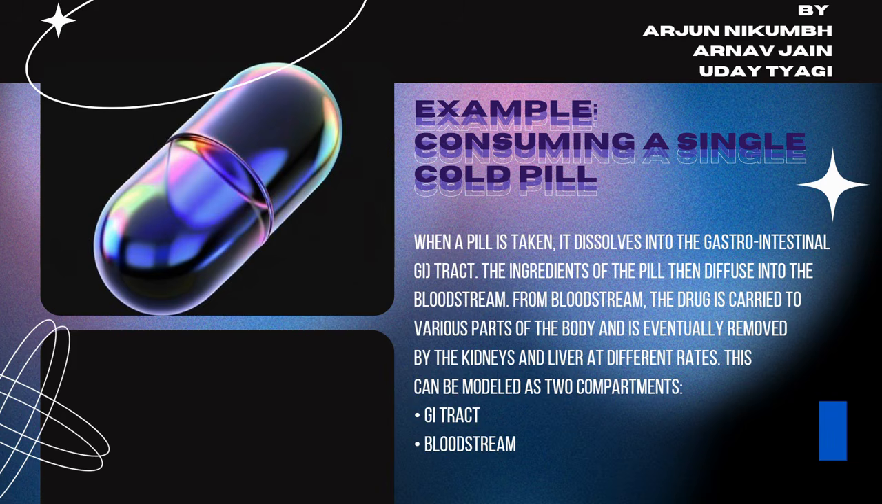To make things simple, scientists use a two compartment model. One compartment represents the GI tract and the other represents the bloodstream. Even though the real body is far more complex, this two compartment model is accurate enough to capture the most important features and is easy to analyze mathematically.